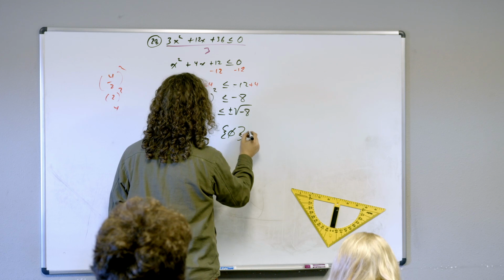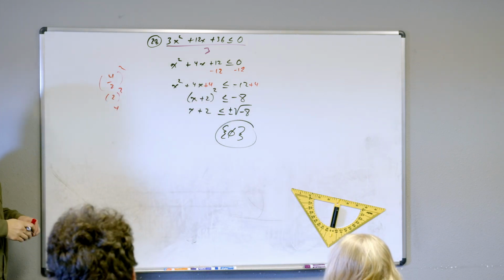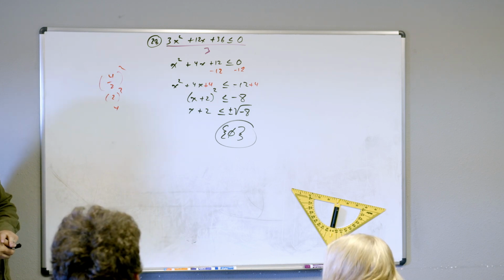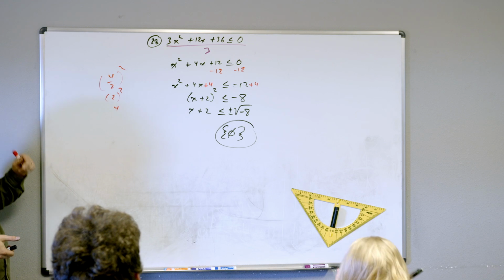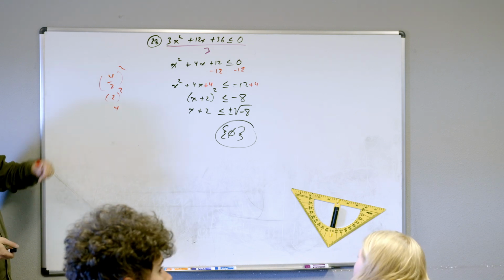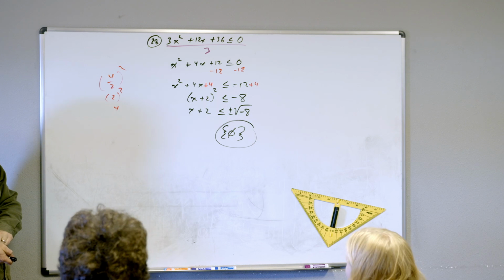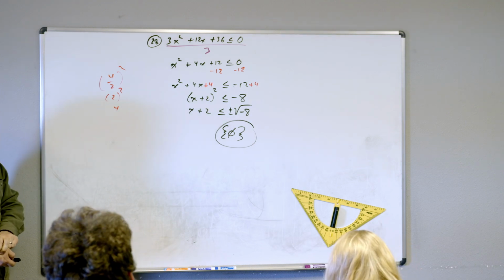Oh wait. Why is it negative 8? We're not doing imaginary numbers? Yeah, imaginary number, but we're supposed to solve this. Find where it crosses the x-axis. Where does this cross the x-axis? No way. It doesn't cross the x-axis. No solution. So there's the answer.